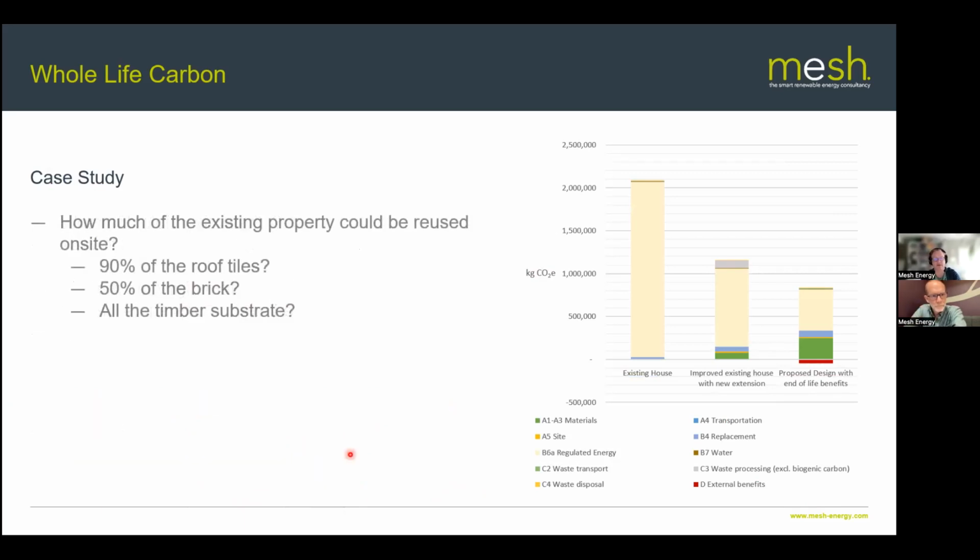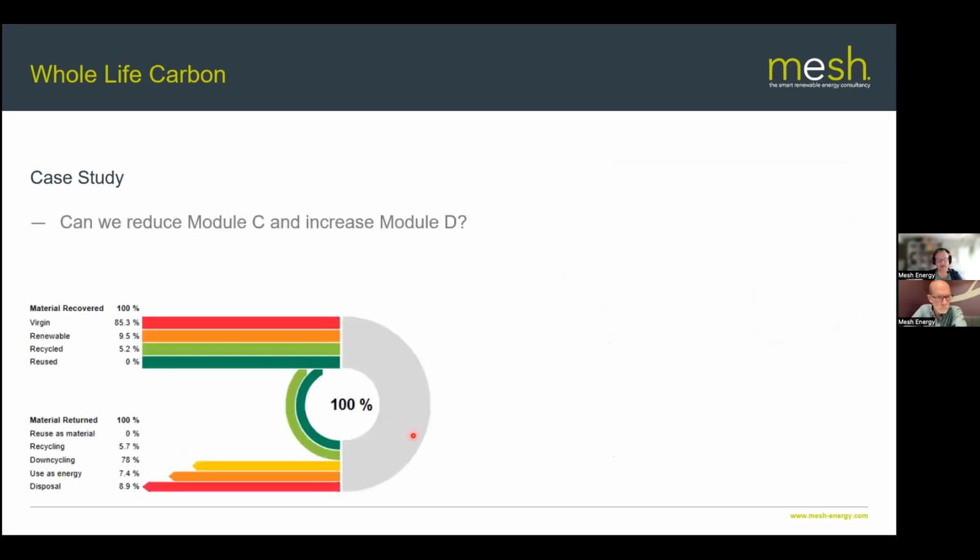So how much of an existing property could be reused on site? And this is a question really to ask yourselves when you're starting to design buildings. Is it 90% of the existing roof tiles? Is it 50% of the brick? Is it all of the timber? How can we make what we're doing better for the environment, and really reduce the use of raw materials?